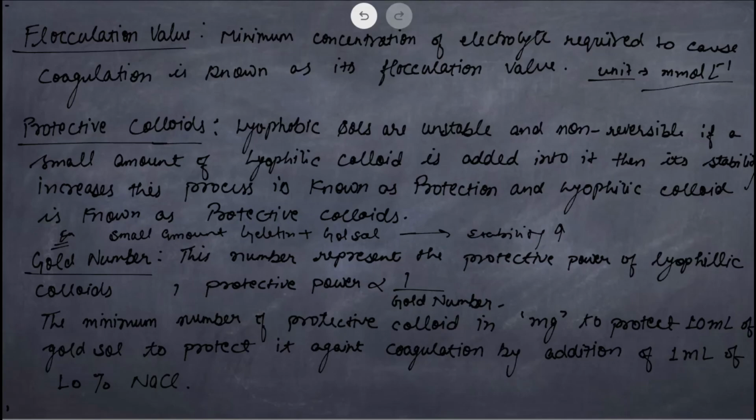Let us now talk about the gold number. The gold number represents the protective power of a lyophilic colloid, which is also known as a protective colloid. Okay, so the protective power is inversely proportional to the gold number.